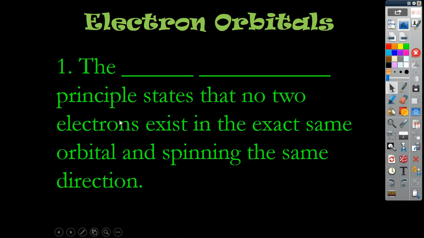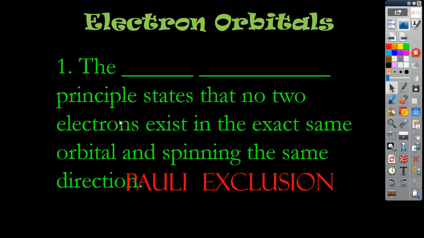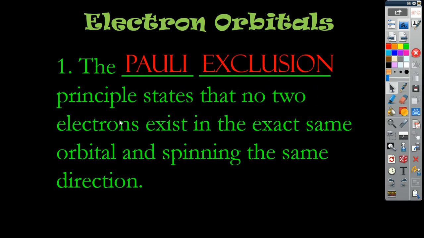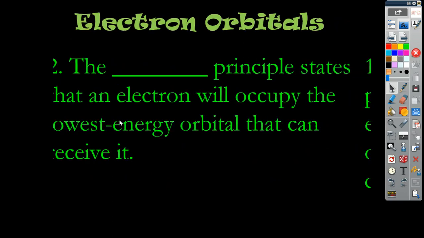Now, there are a few rules that will guide us as we create these electron configurations, the first of which is what's known as the Pauli exclusion principle. This states that no two electrons exist in the exact same orbital and spinning the exact same direction. Electrons are negative, like charges repel. How are we going to get two negative like charges in the same space? Well, they're going to have to be spinning in opposite directions. And because there's only two fundamental ways to spin, clockwise and counterclockwise, you can only ever get two electrons in the same orbital. More on what this is going to look like in electron configurations in a minute.